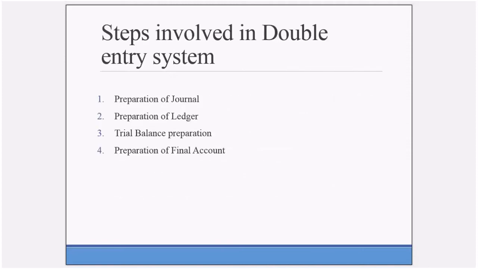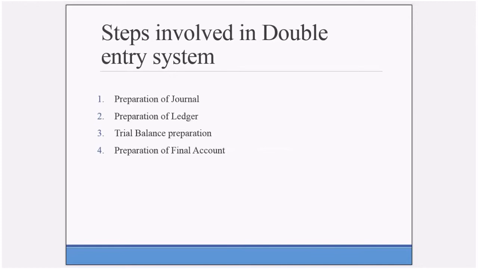There are certain steps involved in the double entry system. When we say systematic recording, that's what we call systematic recording of transactions. The first recording we do is through journals. How to pass journals, how to make ledgers, these are the topics we are going to cover in the next session. But here we are just touching upon those steps.